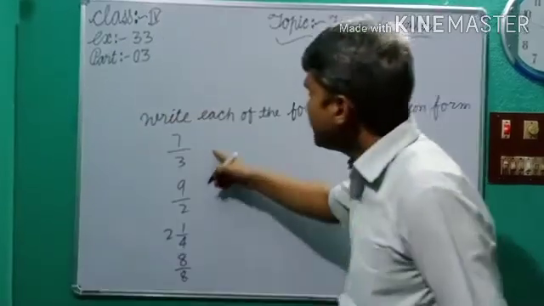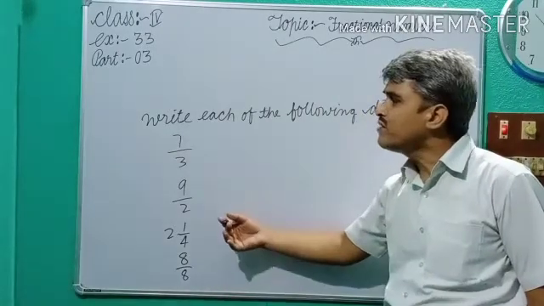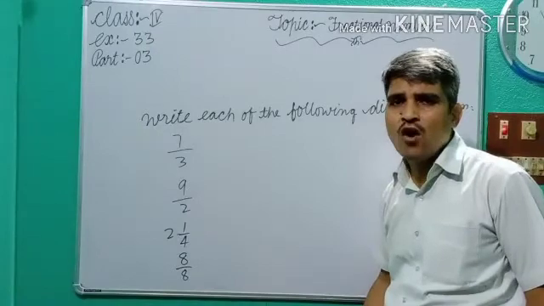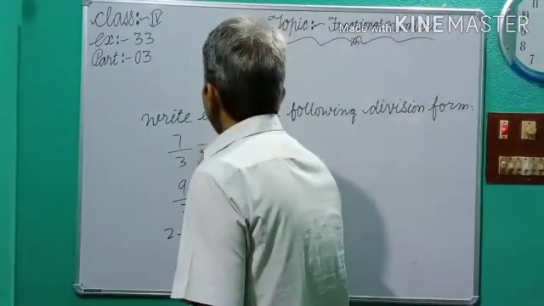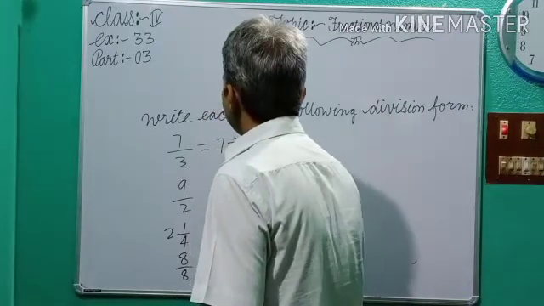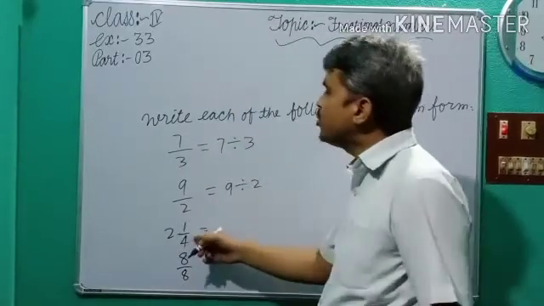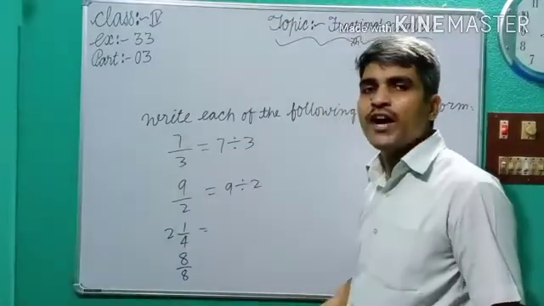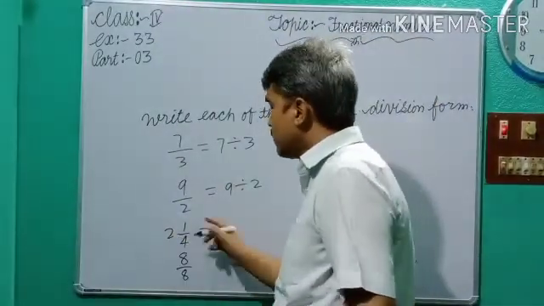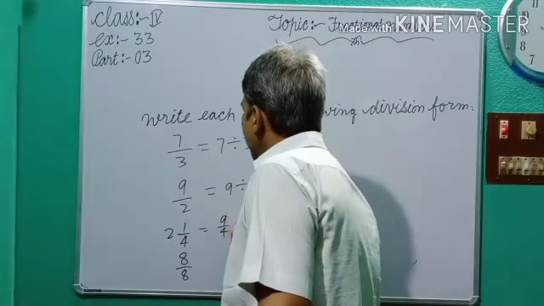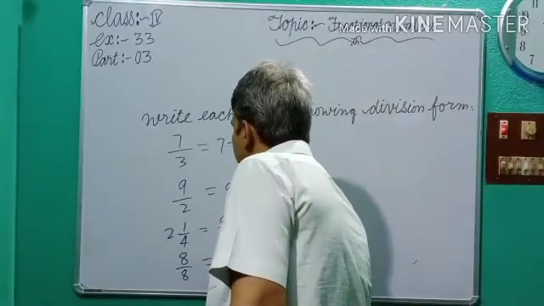So, dear students, all are present in fraction form, but your questions say write in division form. So, at first you write down numerator 7 divide 3 and 9 divide 2. Here, this is not a proper fraction. This is a mixed fraction. So, at first you convert into improper fraction. 4 times 2 is 8, plus 1, 9 by 4. Then you convert into division form. That's okay.